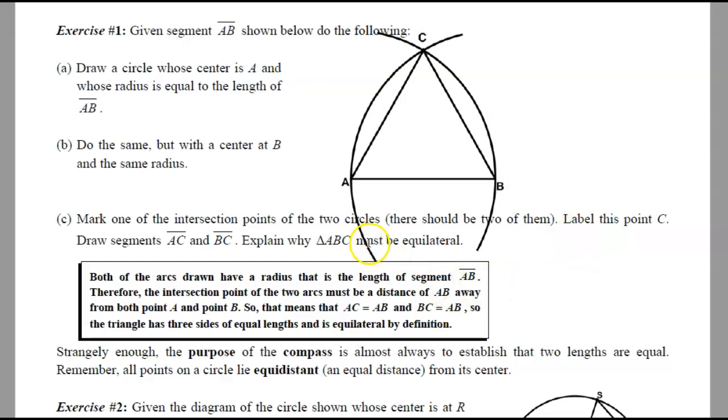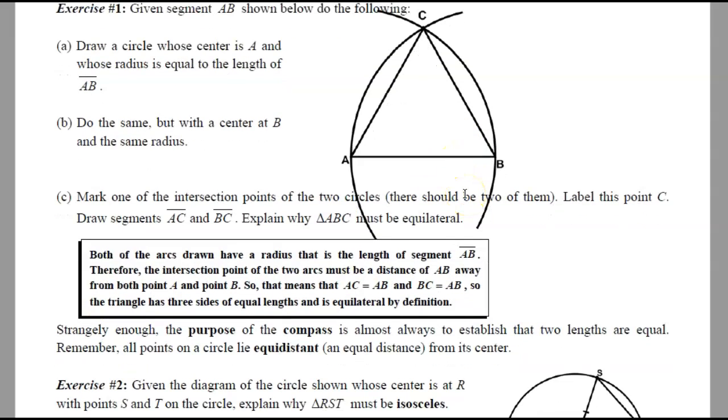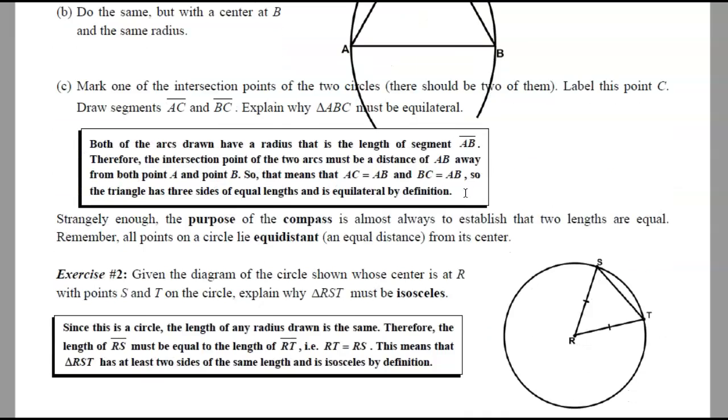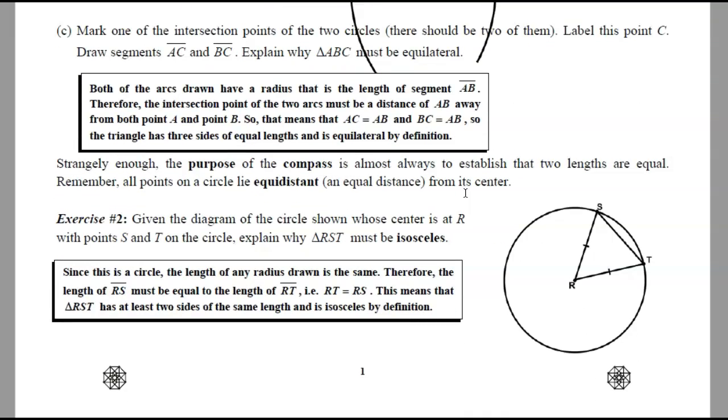You can pause the video at any point now to copy this down. But the reason why this must be equilateral is that both of these arcs have a radius that's equal to segment AB, because we set the compass to be that. So the intersection of those two arcs has to be the same distance away from each point. If AC equals AB, because the compass said so, and BC equals AB because the compass said so, you would have all three sides of equal length, so an equilateral triangle. As I mentioned just a minute ago, the compass is actually used to measure more than it is for anything else.